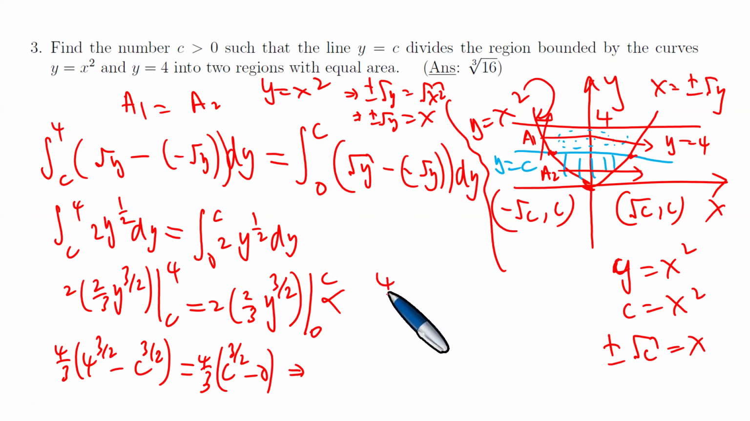Which is exactly 4 out of 3, okay? Right, so we want to solve for c out of this equation.